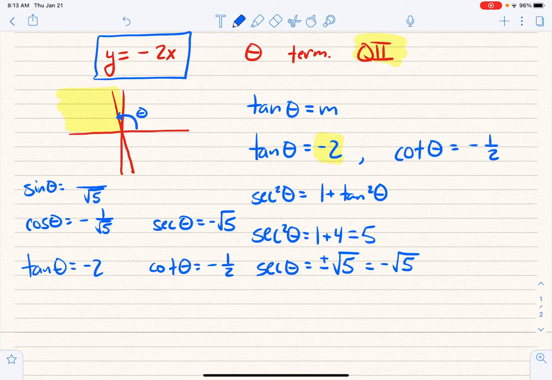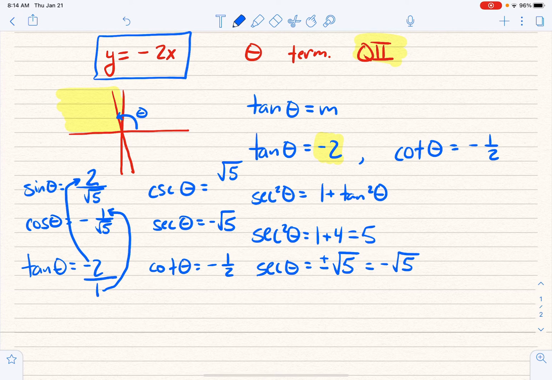We know that tangent theta is 2 over 1, or negative 2 over 1, or 2 over negative 1. And this came from right here, and this goes right here. Okay? And therefore, cosecant theta is the reciprocal of that: square root of 5 over 2. And it's that easy. Now, the more you practice this, the better you'll get at it.